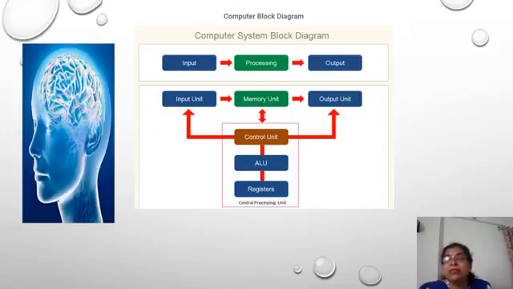If you see, it takes the input, it processes the input in the CPU, that is the brain of the computer, and it gives the output. This is the block diagram of the computer. But this CPU is divided further into three parts, that is control unit, ALU and memory unit.